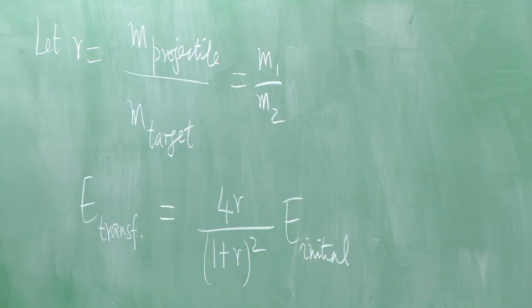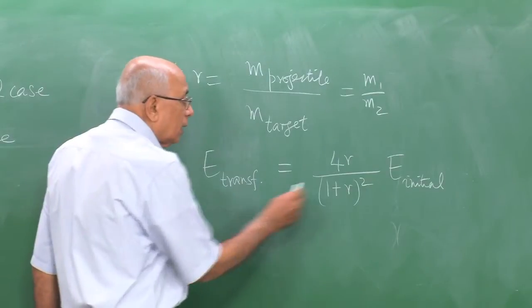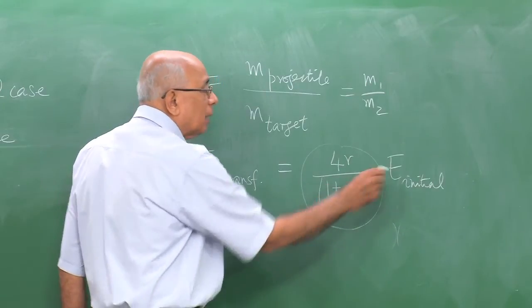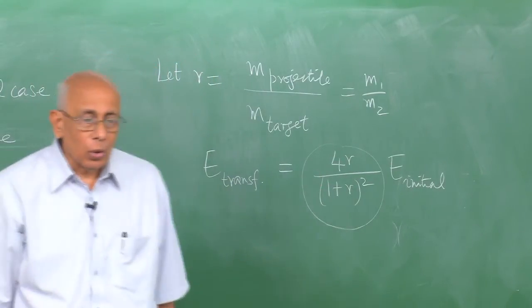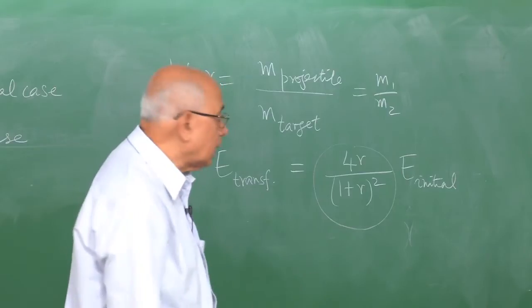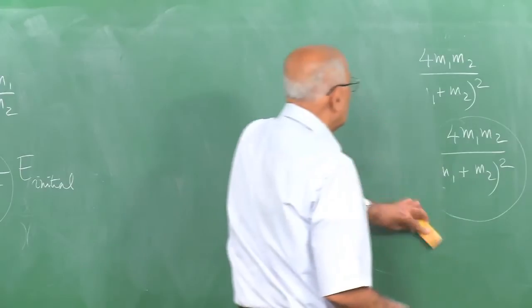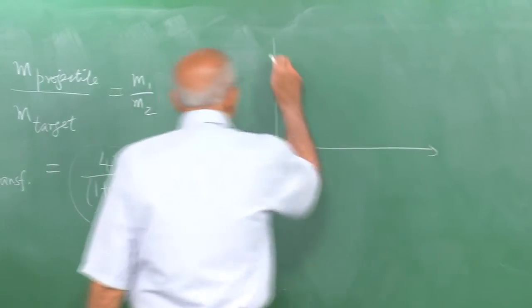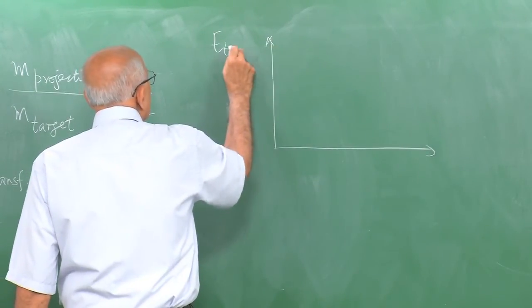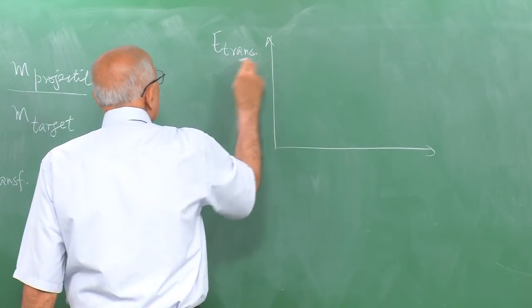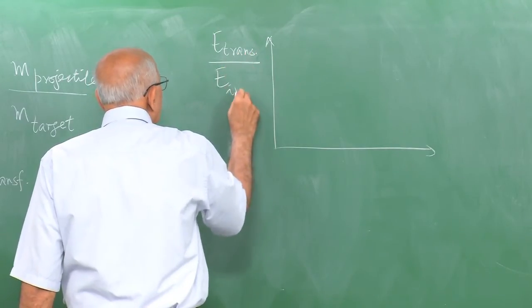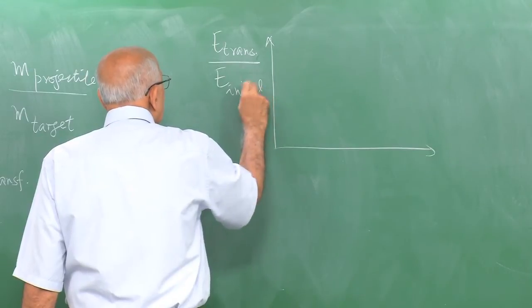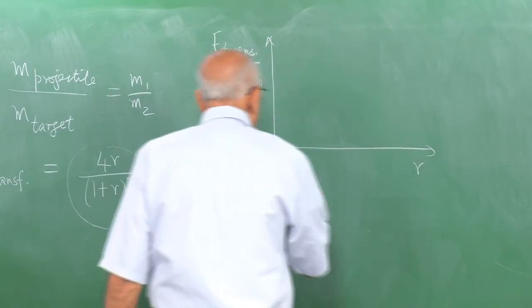So in terms of this ratio, the energy transferred is this quantity multiplied by the initial energy. So all we have to do is to examine what this quantity looks like for various values of r. R is a ratio of masses and therefore it's non-negative. So let's plot E transferred divided by E initial, this ratio. Let's plot that as a function of r from 0.